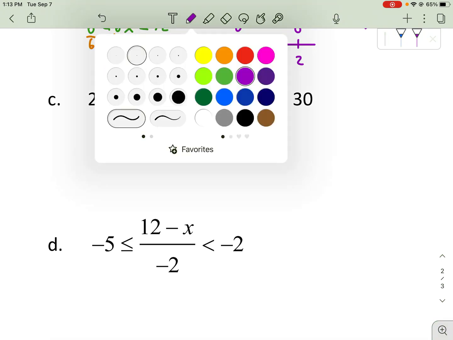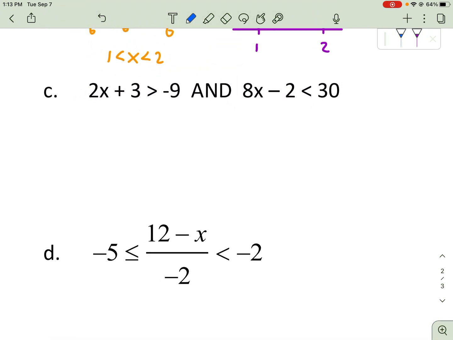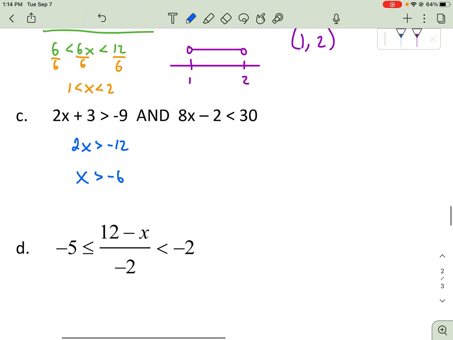All right, now this one says the word and. It's not usually written, but it is in this case. So let's subtract 3 and get 2x is greater than -12. Divide by 2. I was thinking the answer ahead. And you get x is greater than -6. Over here we add 2. 8x is less than 32. Divide by 8 and you get x is less than 4.